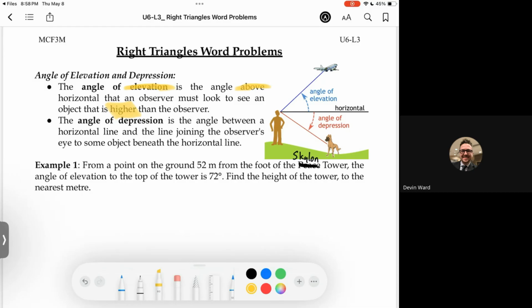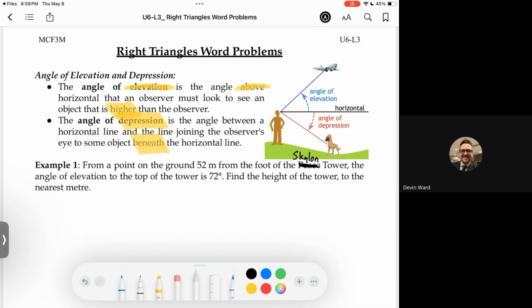Okay. The angle of depression, and not depression as in the mental illness, but more just depression as in going down. But if it helps you to remember that, like you feel down when you're depressed, the angle of depression goes down. Okay, so the angle of depression is the angle between a horizontal line joining the observer's eye to an object beneath the horizontal line.